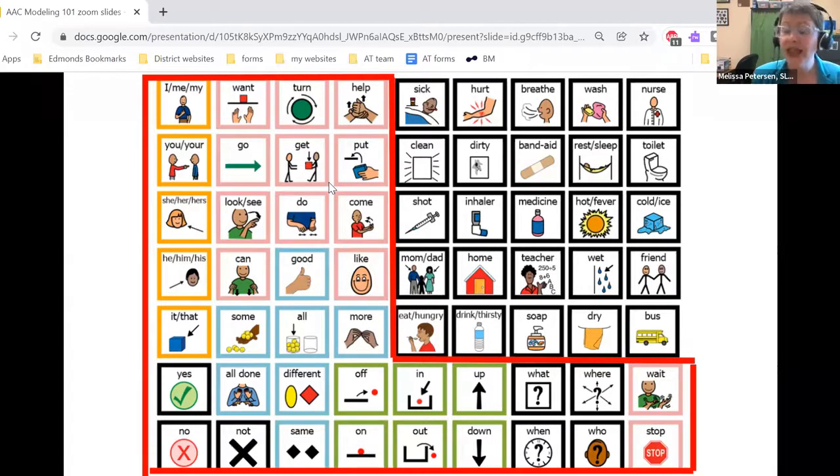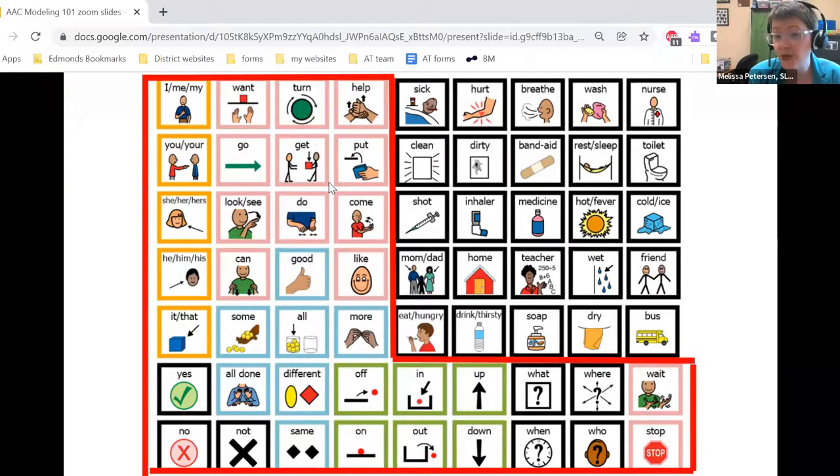So on some boards, the color scheme is different, like the verbs might be orange instead of pink. That's just a difference, and it's totally fine. And it doesn't need to match. But if you are a person who really likes things to be matchy, you can make it match for yourself, and that's fine too. This particular board that we're looking at is one that I made for the health room.